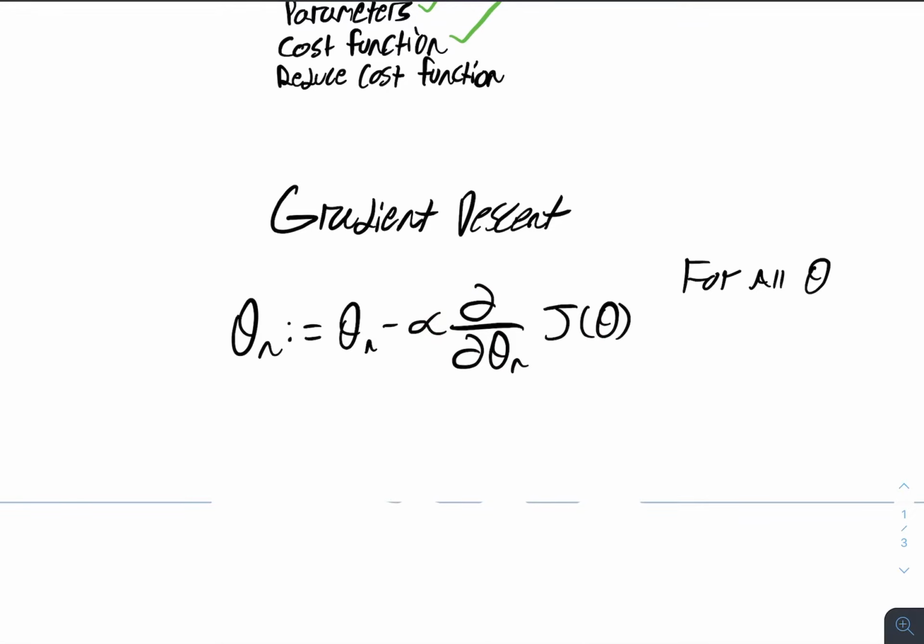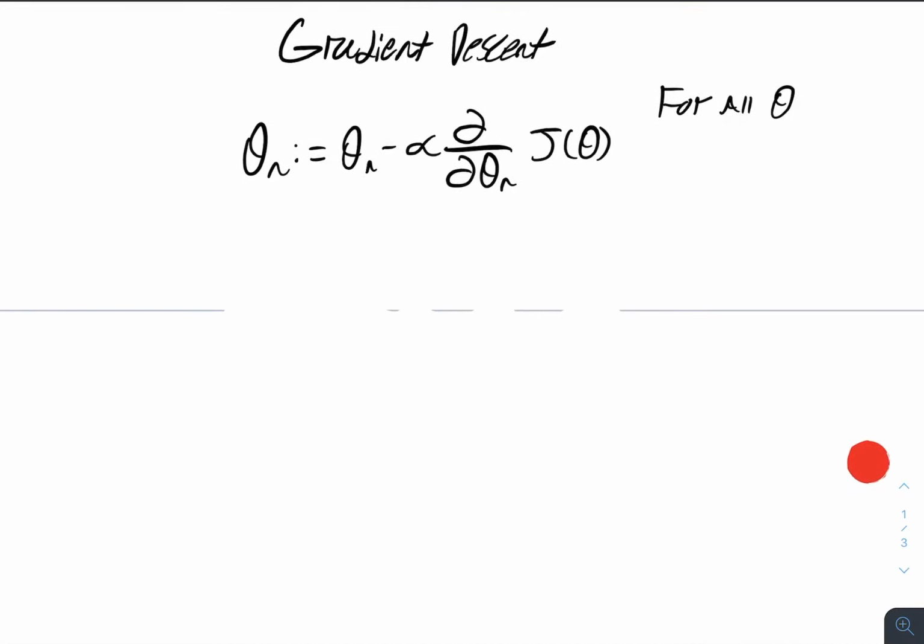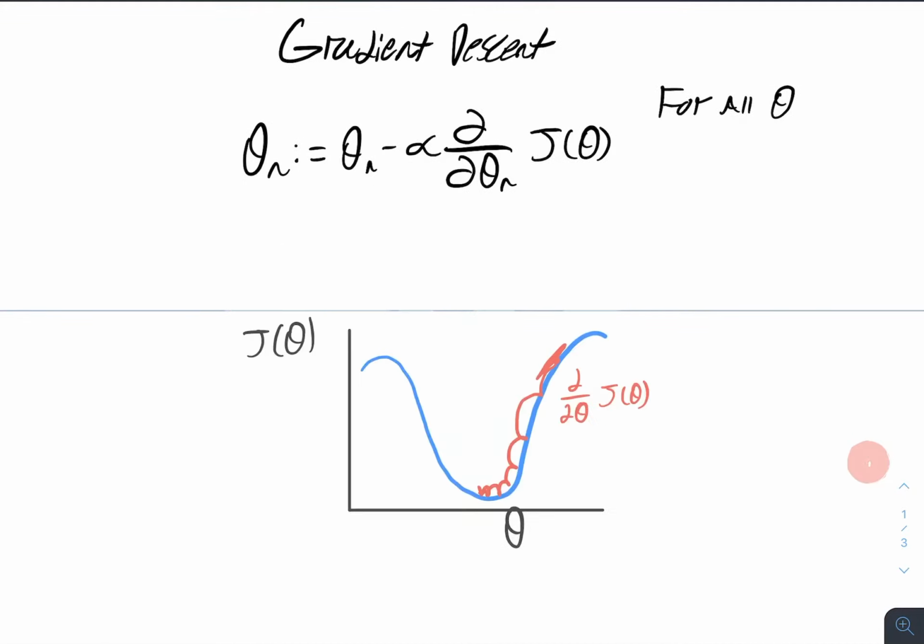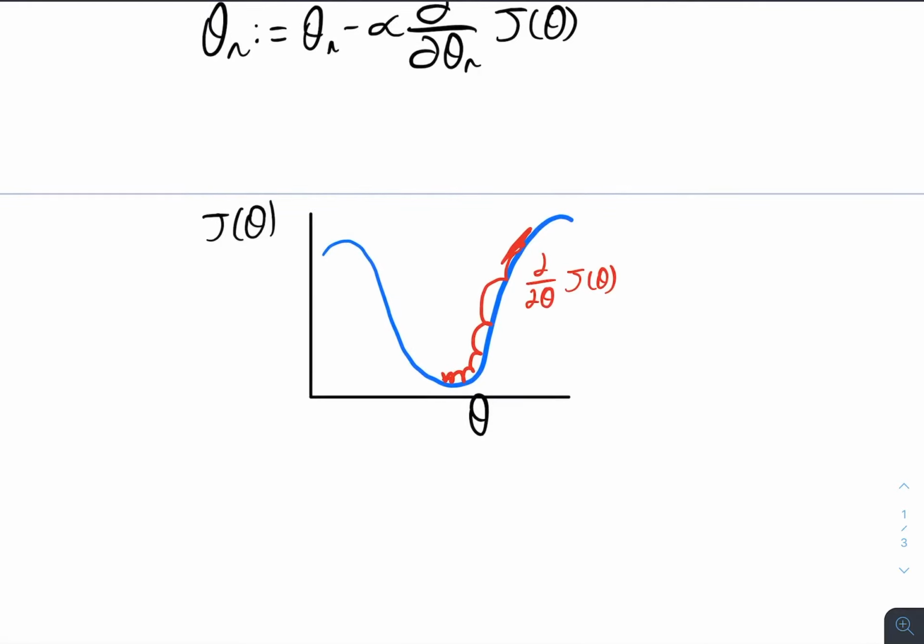Okay, now let's dissect this equation. So this section right here, this is what we call the partial derivative. If you have a multivariable function, the partial derivative is essentially the slope at a point. Now what do I mean by that? Well, if we go down here, we look at what we've written out. Here we have this J of theta plotted. Let's say we only have one theta. Let's forget about the multivariable part.